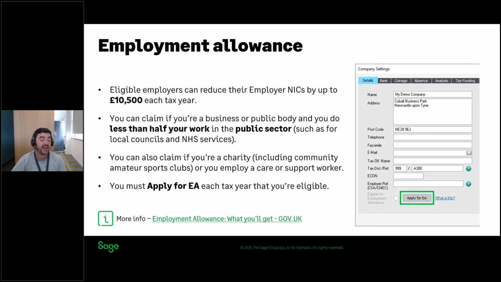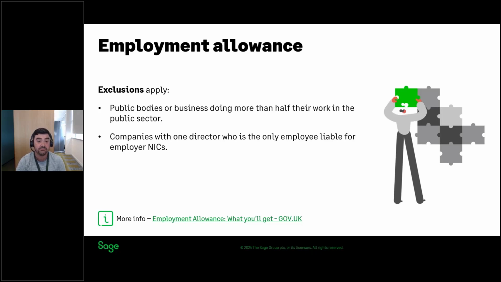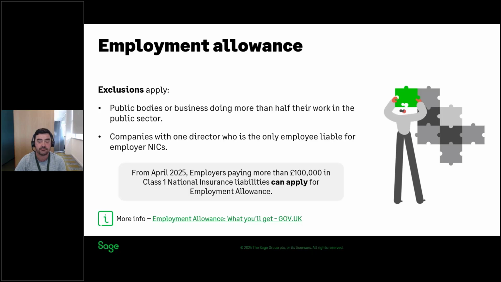Now, I say that most employers can claim it, but exclusions do apply. So just to outline the main exclusions, public bodies or businesses doing more than half their work in the public sector are excluded from claiming this allowance. And the other main exclusion are what we call single director companies. So that is a company with one director who's the only employee liable for employer NICs. So those businesses are also excluded from claiming employment allowance.